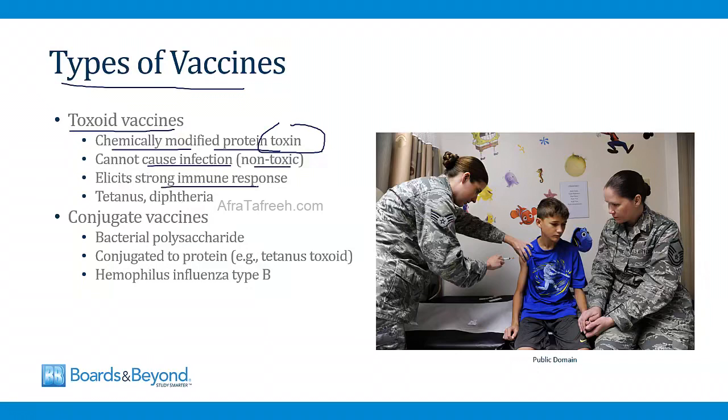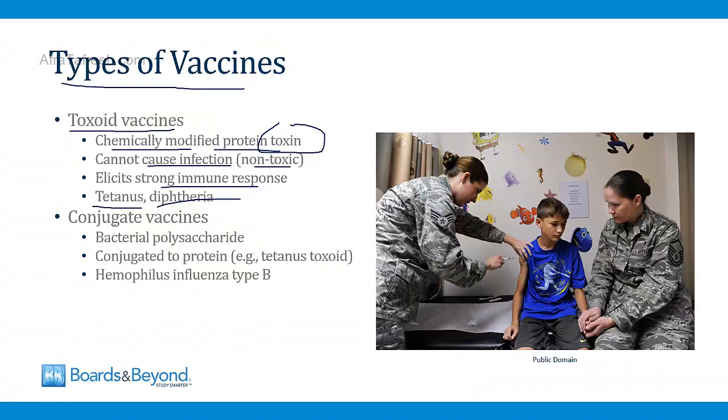And some examples of toxoid vaccines include the vaccines against tetanus and diphtheria, and these are very, very safe vaccines because they're incapable of causing infection by themselves. They're just proteins, but they're a special kind of protein designed to elicit an immune response from the body so that the bacteria cannot cause infection.